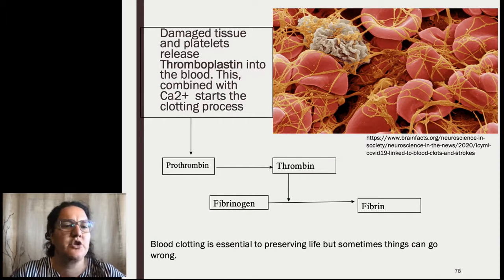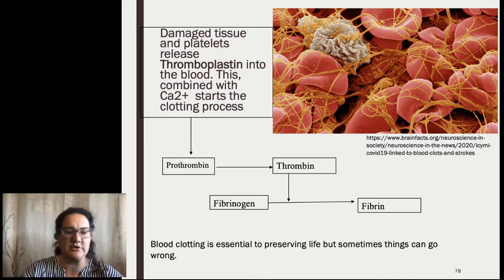So here we can see that flow chart again. Damaged tissue and platelets release thromboplastin into the blood. Thromboplastin then combines with calcium to start the clotting process and forms prothrombin, which then turns into thrombin. Thrombin converts fibrinogen to fibrin, which makes this web-like sticky material that we can see all over the blood cells in that picture. This then forms a clot, which prevents more blood from leaving the body and bacteria and foreign particles from getting into the body.